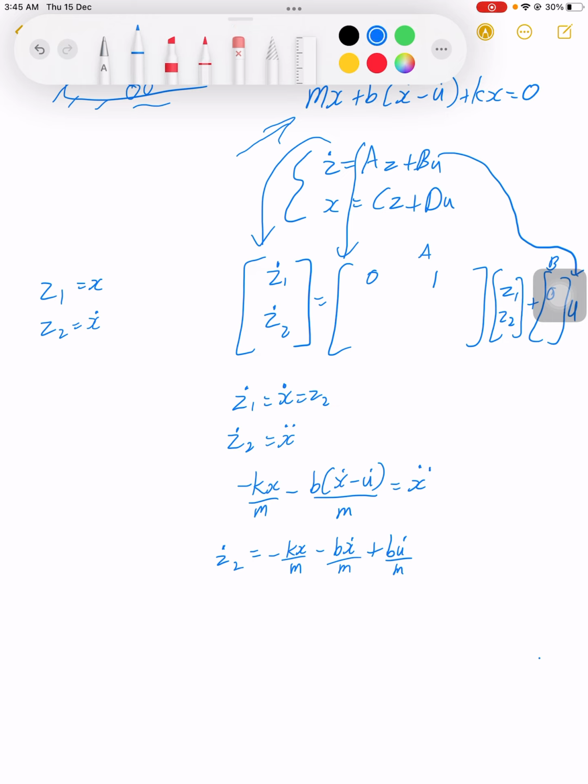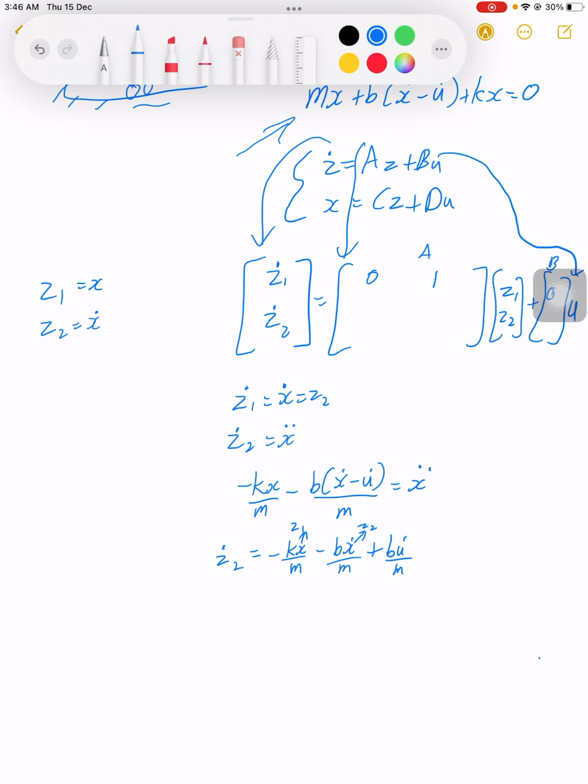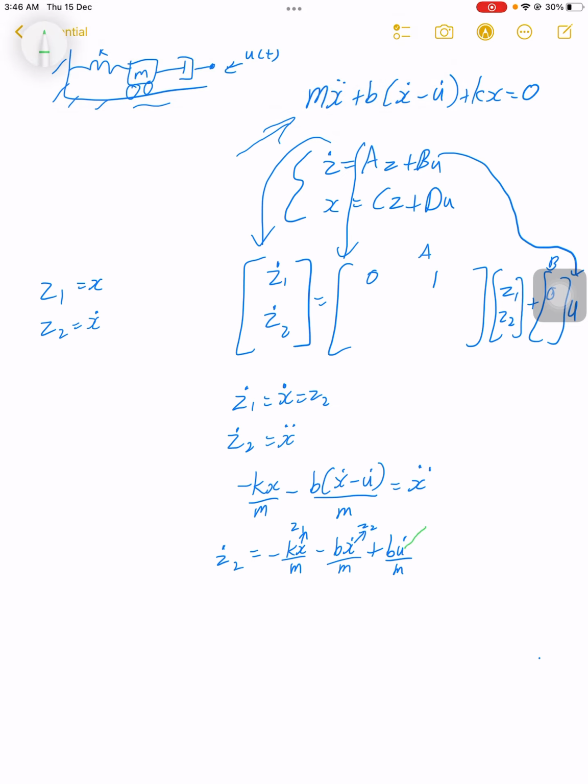Now we can relabel them here as well. So x is z1, x dot is z2, and over here we have a problem. We have b u dot, and in here we do not have u dot. So where are we gonna put the b over m? Therefore, we're gonna have to change our variables in order to cancel this b u dot over m out.